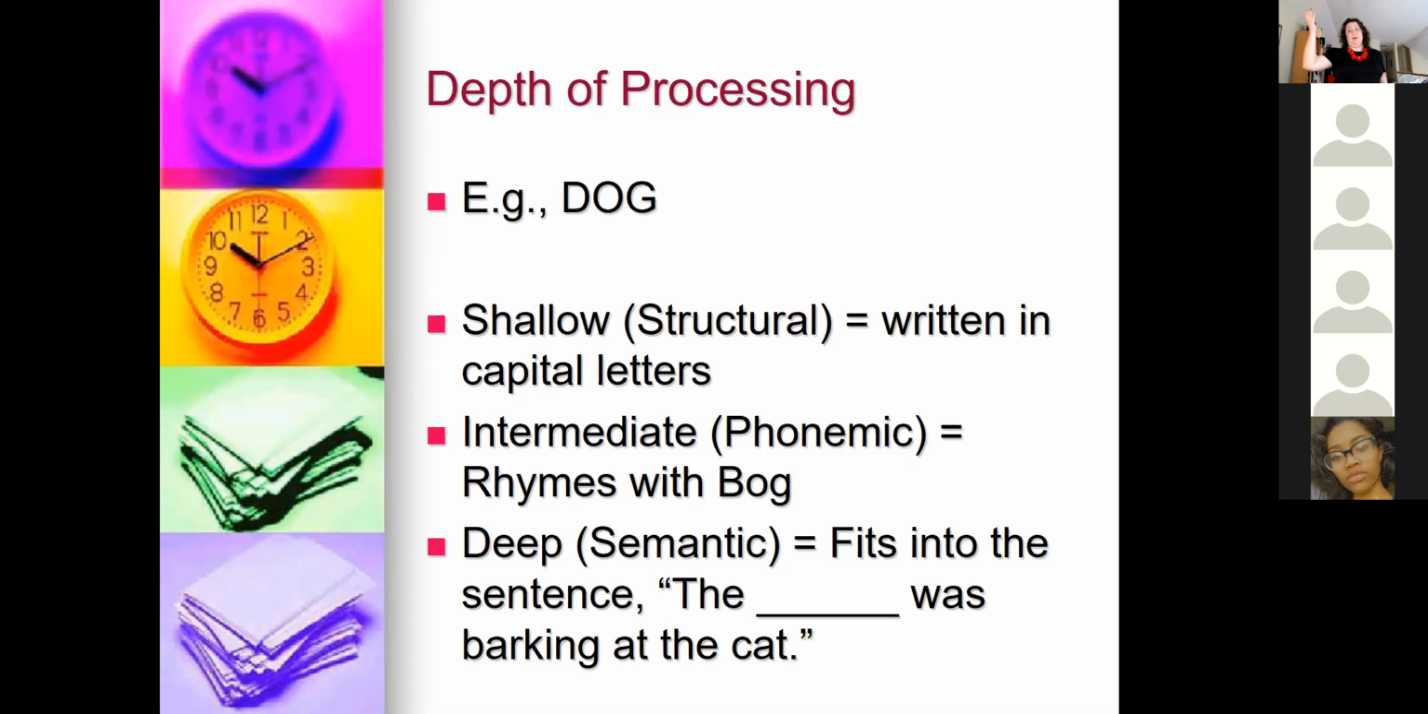Slog through the bog. And then the deep semantic is what actually helps us remember things. So it is, the blank was barking at the cat, right? Okay, we can fill it in, that was dog. So if you think about what the thing actually is, or there's some research showing that if you picture the thing, if it's a thing, that can really help too. So if you get a picture of a dog in your memory, that might help you.